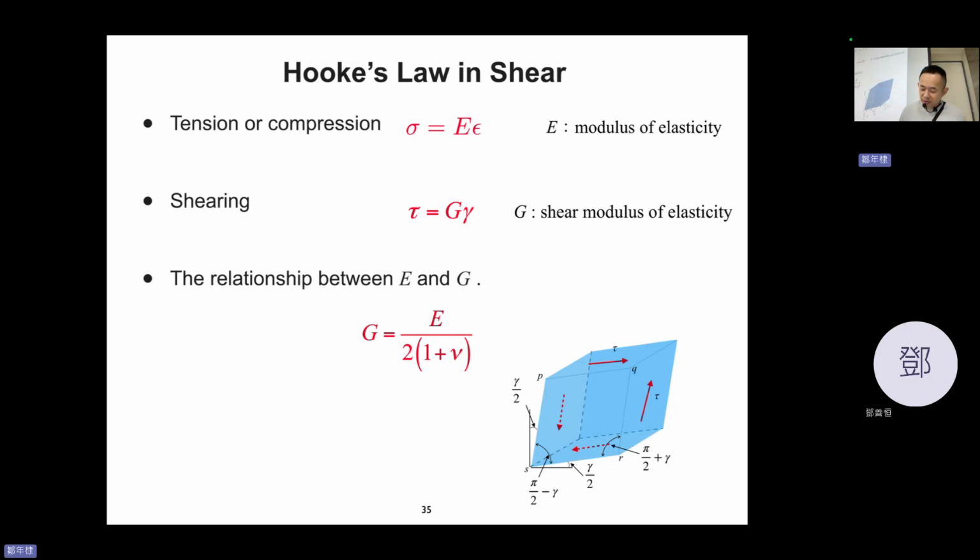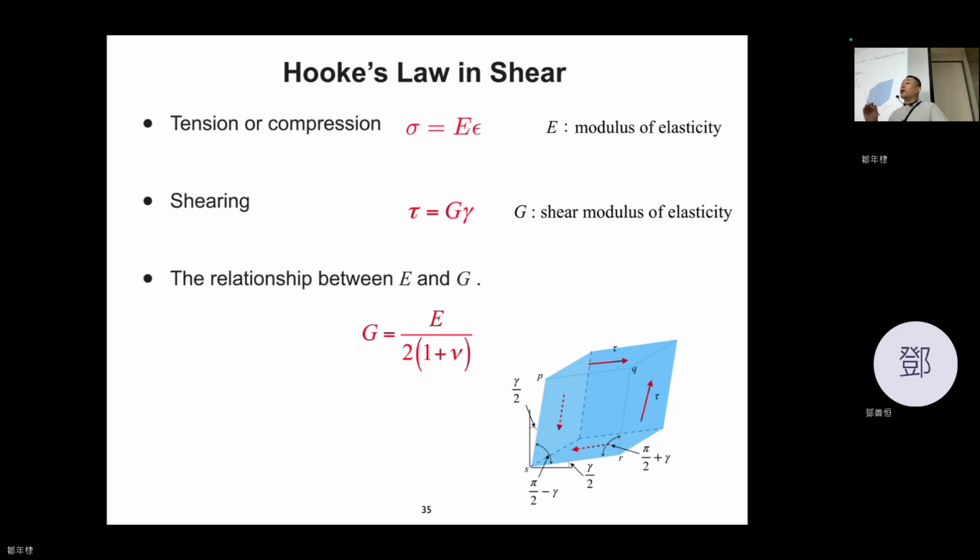Luckily, even though shear is a difficult concept, Hooke's law is still easy. For tension or compression, sigma equals E times epsilon, where E is Young's modulus or modulus of elasticity. For shearing, tau equals G times gamma, where G is the shear modulus. Again, we still talk about elastic behavior. The relationship between E and G is this one, and it's all related to the Poisson ratio.